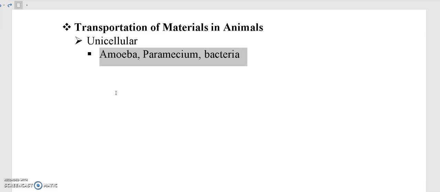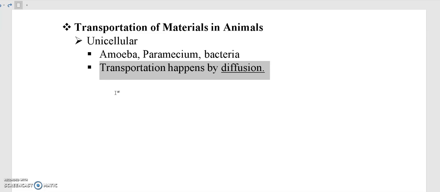How are nutrients transported in this type of organism? We know that they are made up of a single cell, right? They are unicellular organisms. So naturally, they don't need much of a complex system because the nutrients just need to be transported within the single cell. This transportation happens via the diffusion process. So in unicellular organisms such as amoeba, paramecium, and bacteria, transportation happens by diffusion. We know what diffusion is, just quickly spreading of something, right? This is how nutrients reach the different parts of the cell.